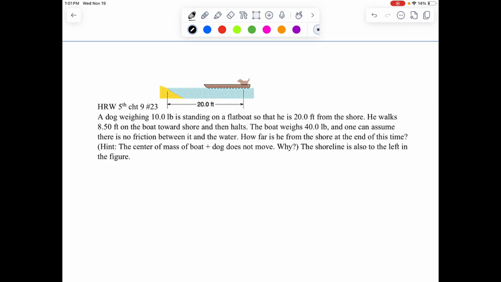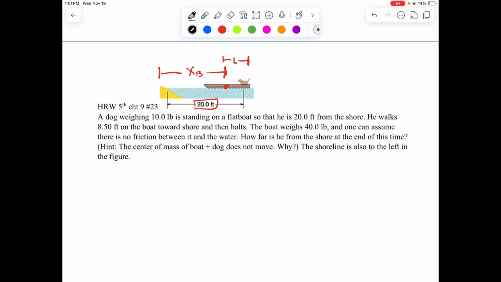I'm going to just mark some spots. I'm going to say this is the center of mass of the boat. So that's the position of the boat right there. The dog, of course, is at 20 feet. I'm going to call this little distance from the dog to the center of mass of the boat L. It doesn't tell us how big the boat is, and hopefully it doesn't matter. So that term L should cancel out later, and I don't think it would matter.